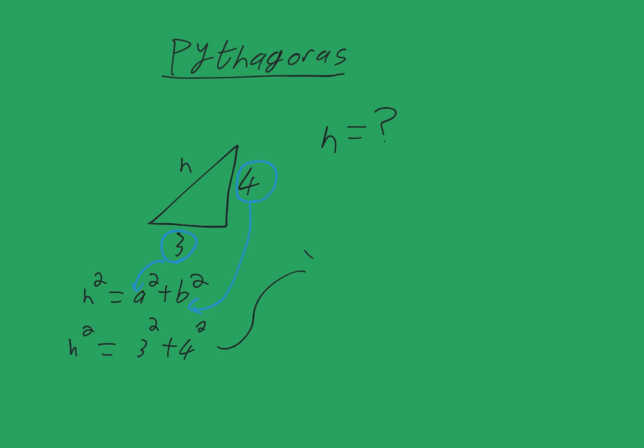So then H squared is equal to 9 plus 16. So H squared is 25. Okay, are we done? No, we're not done. We have to get rid of this square, and the way we get rid of a square is by taking the square root. So we take the square root on both sides, we get that H is equal to 5. Okay, and so we have our answer here, H is equal to 5.